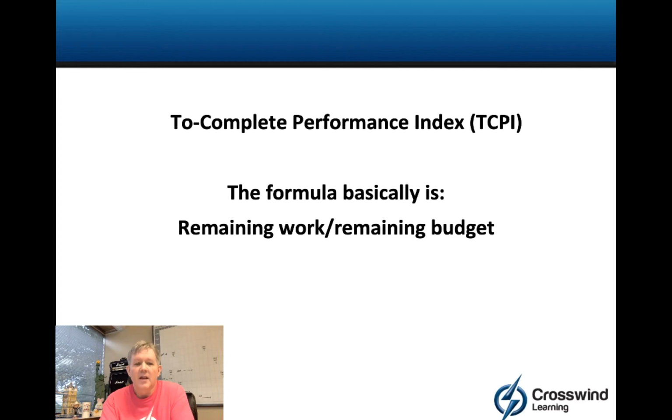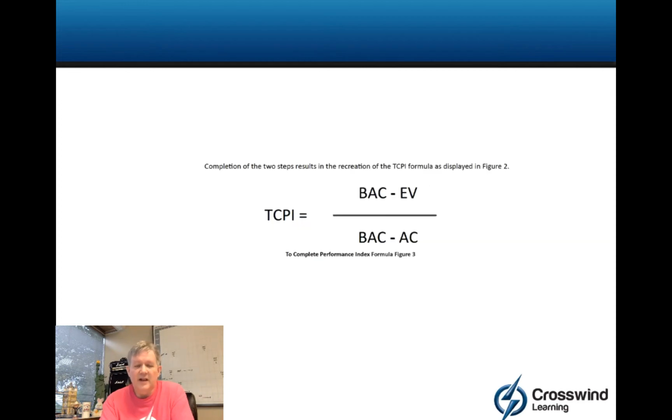Now that said, when we look at the calculation, it is (BAC minus EV) over (BAC minus AC). So first let's look at BAC minus EV. BAC is budget at completion, which is the total expected cost of the project. And EV, or earned value, is also known as the budgeted cost of work performed. So the top part of that formula is the remaining work, because total work minus work done is remaining work. And the bottom part is remaining budget, which is total budget minus money spent. So again, remaining work divided by remaining budget.